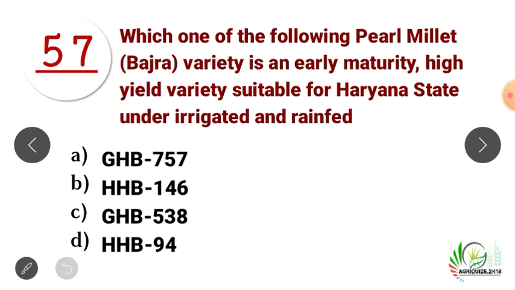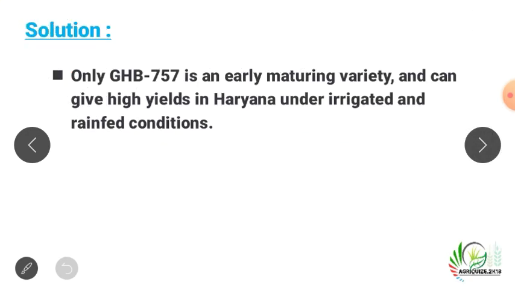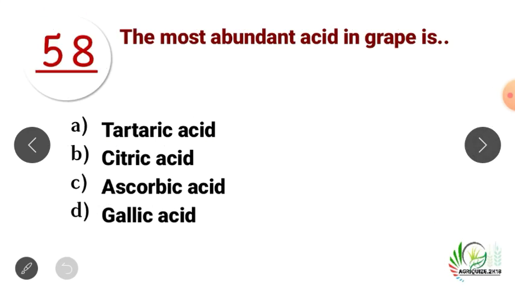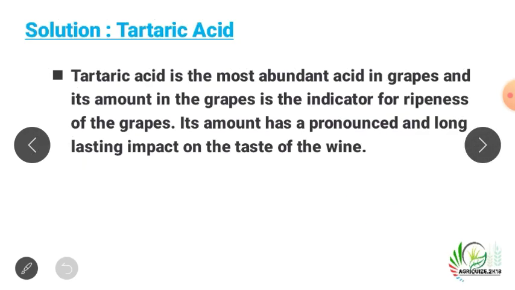Question number 57. Which one of the following pearl millet varieties is an early maturity, high yielding variety suitable for Haryana state under irrigated and rainfed conditions? Option A is correct. GHB 757. Only GHB 757 is an early maturity variety and can give high yields in Haryana under irrigated and rainfed conditions. Question number 58. The most abundant acid present in grape is tartaric acid. Tartaric acid is the most abundant acid present in grapes, and its amount in grapes is the indicator of ripeness of the grapes.